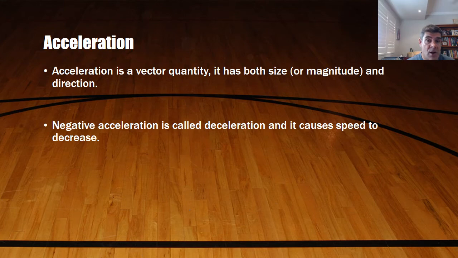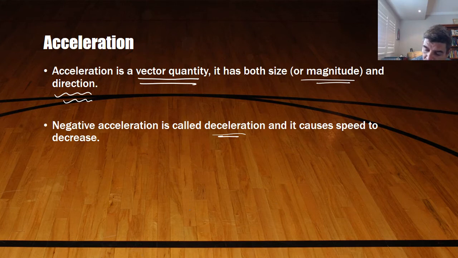Because acceleration is often related to a change in velocity, acceleration is also a vector quantity. And as we should now know, vector quantities are distinguished from scalar quantities by the fact that they have not only magnitude, but also a direction. And acceleration likewise has a direction. So we can draw arrows to indicate the direction of the acceleration, or talk about the fact it's accelerating north or east or up or down. Negative acceleration, as I mentioned before, is referred to as deceleration, and it causes the speed or velocity to decrease.